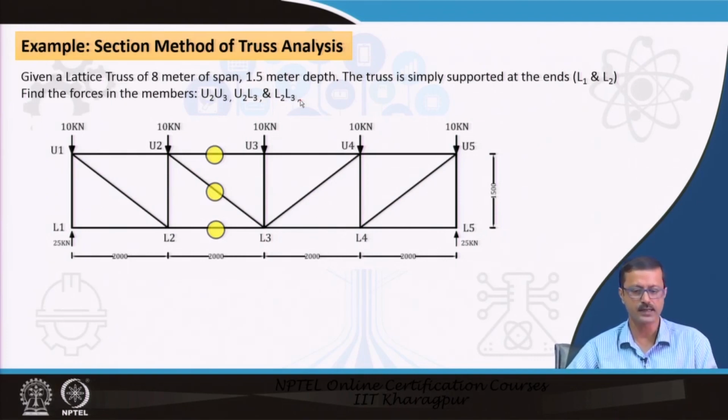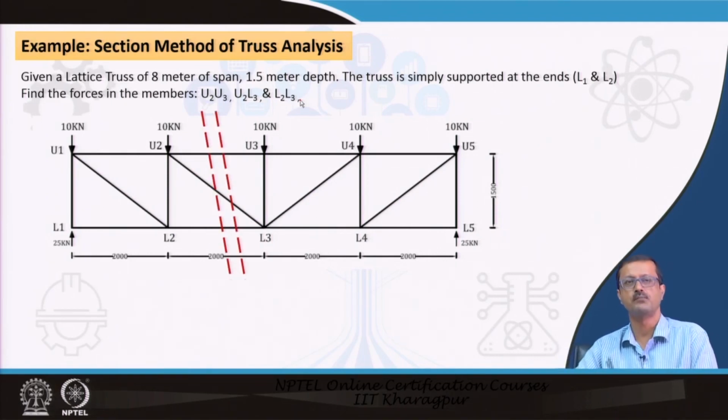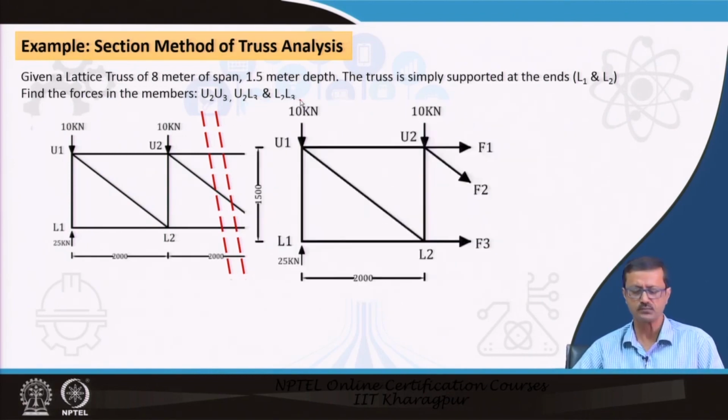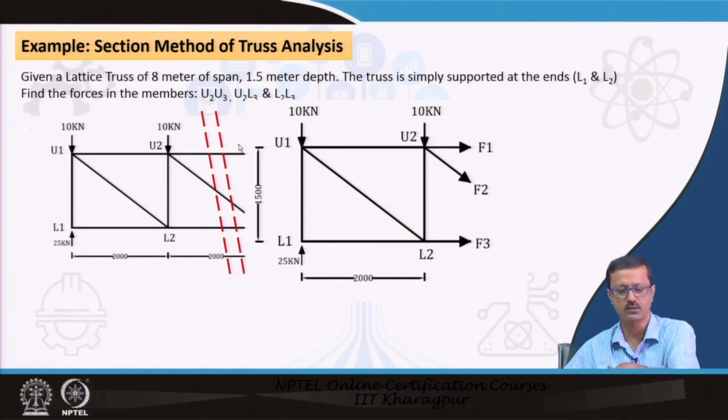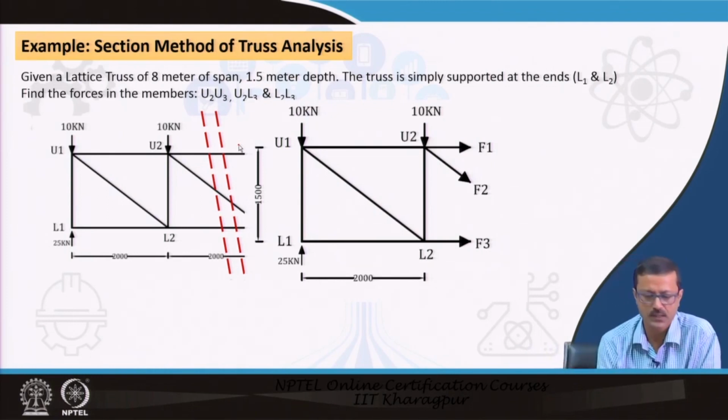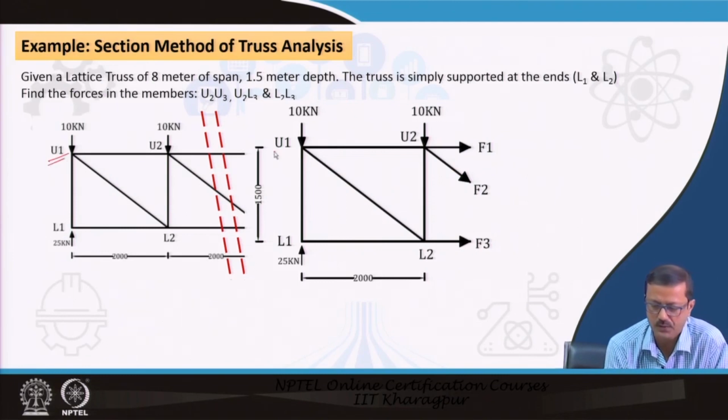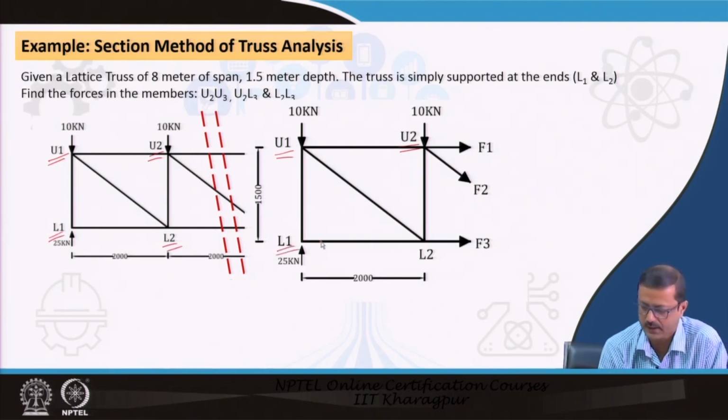So, I will create a section over here. I will bifurcate the truss into two portions, and either I will take the left or the right portion and try to solve the truss by virtue of the moment. So, I have to take the left portion. I have erased the right portion, and I have zoomed in on this portion. So, you see U1 and U2 are visible to me, and L1 and L2 are visible.